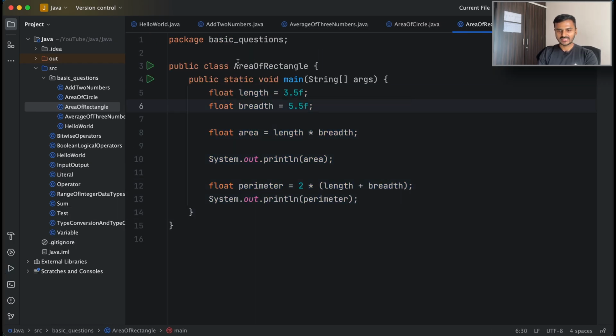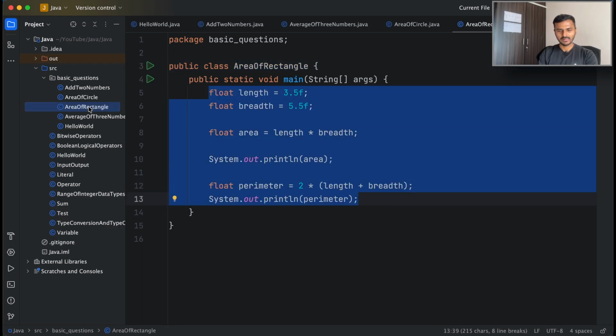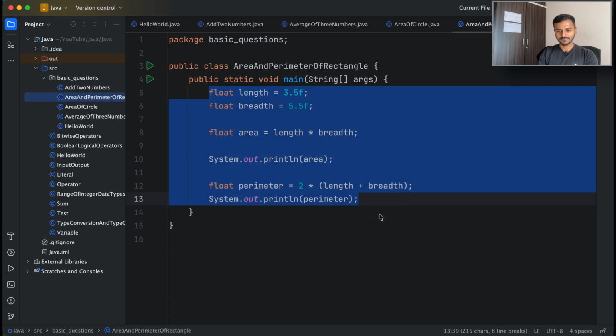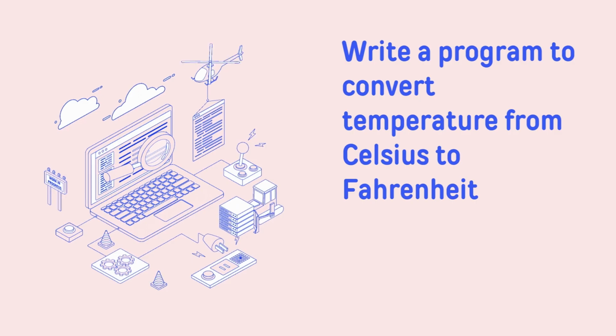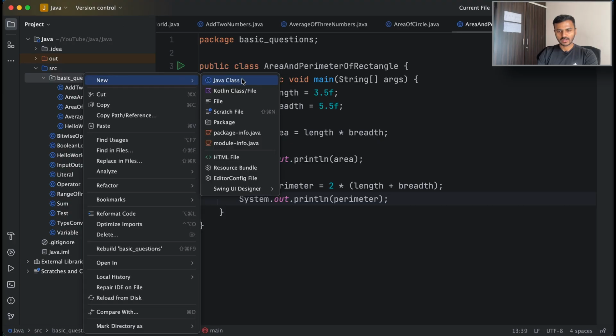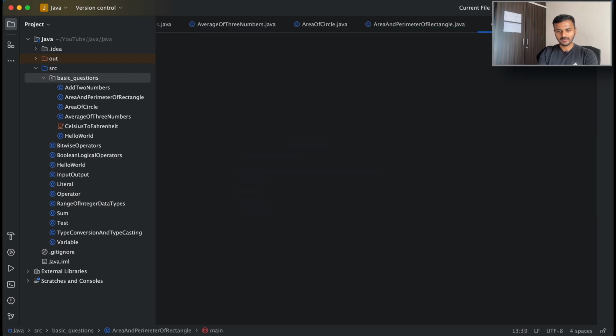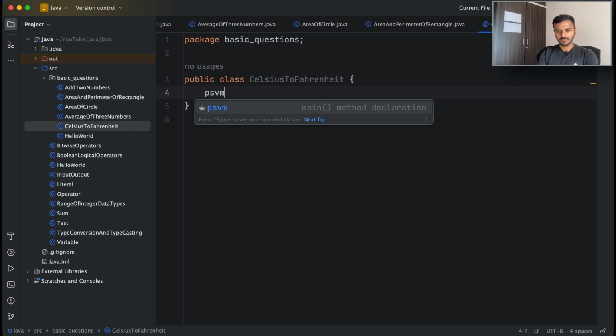But before that, let me change the name of the class, because we're not calculating just the area, we're also calculating the perimeter. So let's rename this to area and perimeter of rectangle. Now, the next question is temperature in Celsius to Fahrenheit. For that, let's create a new class and let's say Celsius to Fahrenheit. And here, let's have a main method.